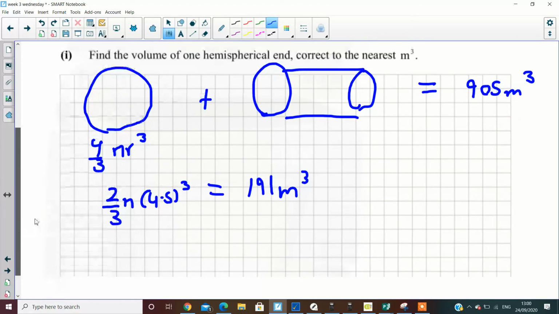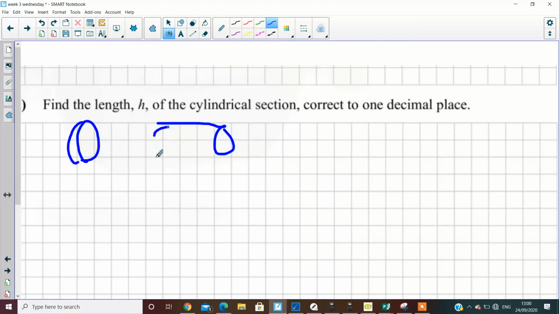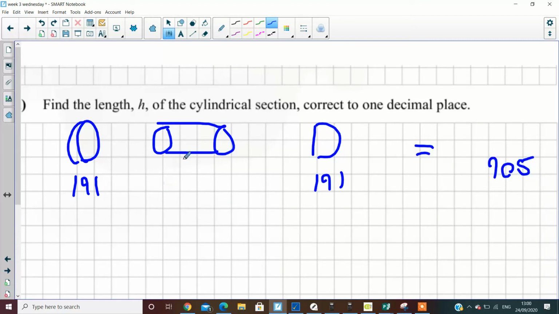Now, you'll see the next part is what I was doing already. I jumped the gun. Find the h value, isn't it? So that's one hemisphere plus your cylinder plus the other hemisphere. We know that each hemisphere is 191 each, don't we? And we know the answer is 905. What's the formula for the cylinder? Pi r squared h, okay? And what's r in this case? There we agree with 4.5.